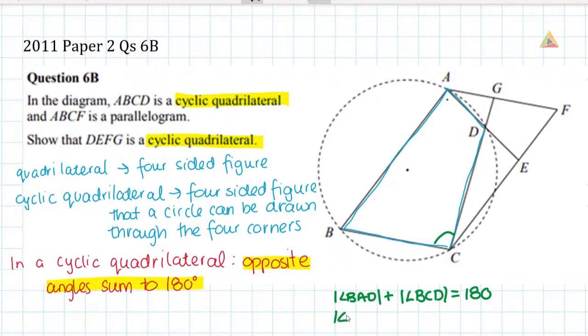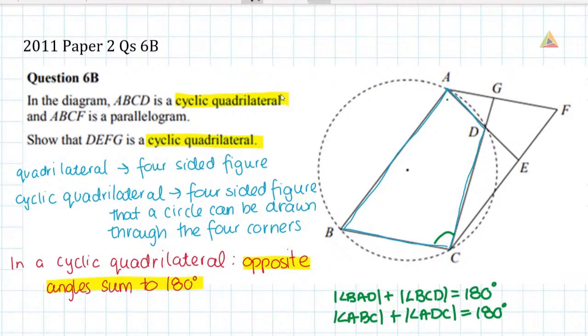And I can also see that the size of the angle from A to B to C plus the size of the angle from A to D to C are also going to sum to give 180 degrees. So there, from my cyclic quadrilateral, that's the important piece of information that I have figured out. So that's using the fact that they told me that this was a cyclic quadrilateral.